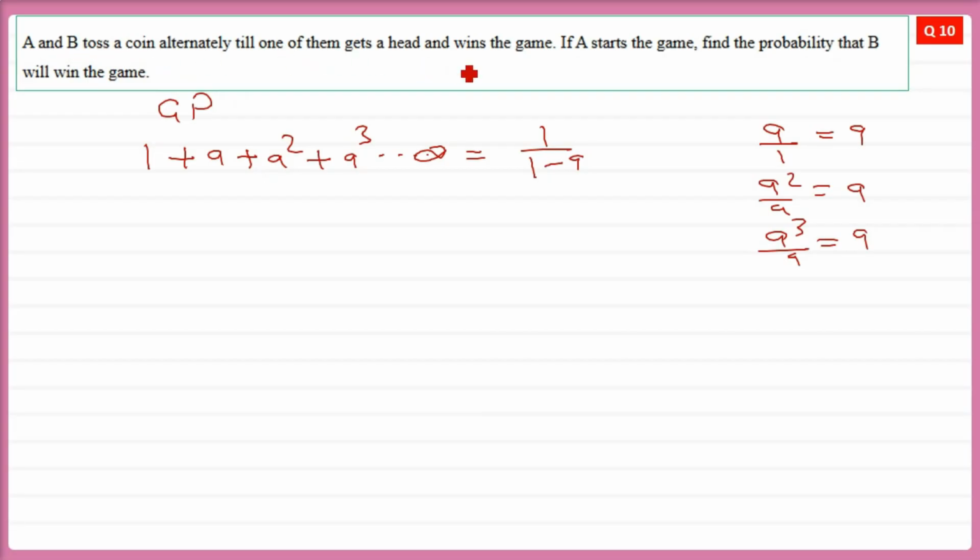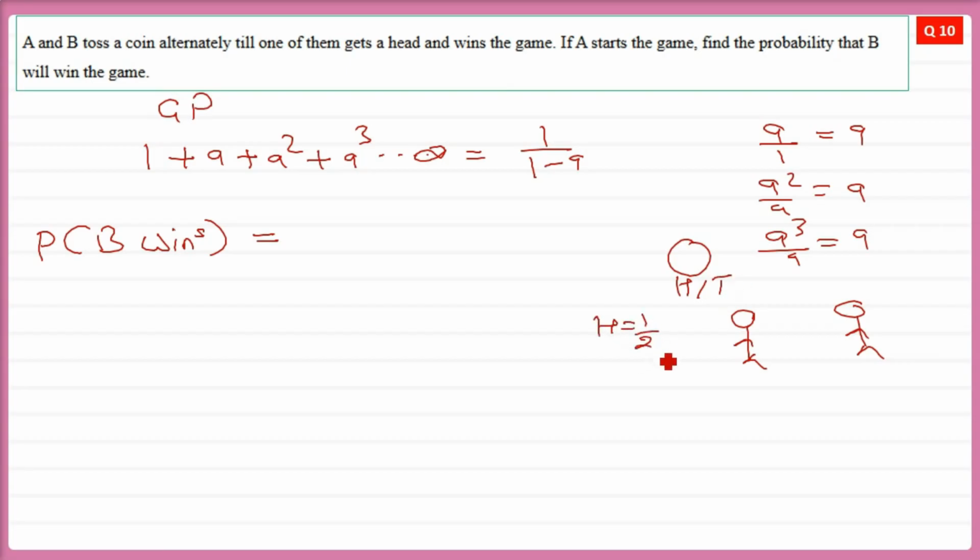So A and B toss a coin. It's alternate. If A starts the game, find the probability that B will win the game. So for B to win the game, B has to have a head, A has to fail, so A has to have a tail. B head, A tail. But there are multiple ways in which B can win. So let me explain how we are talking about this. A coin can give you head and tail. So head probability is 1 by 2 and tail appearing probability is 1 by 2.